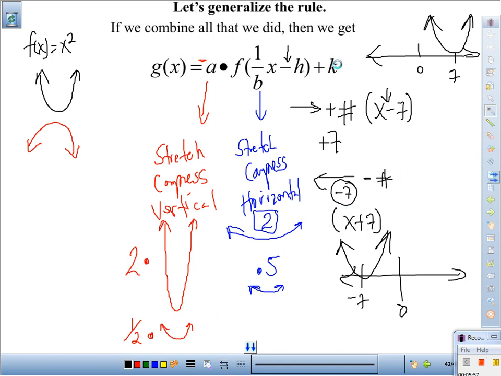And last but not least, K. When does it go up? When we substitute a positive number. When does it go down? When we substitute a negative number. And those are all the components.